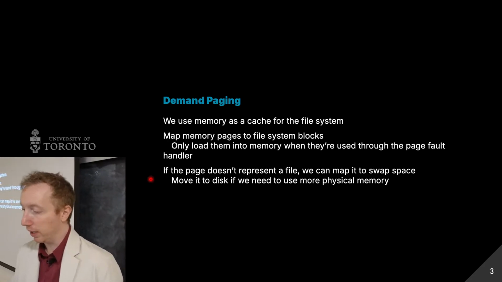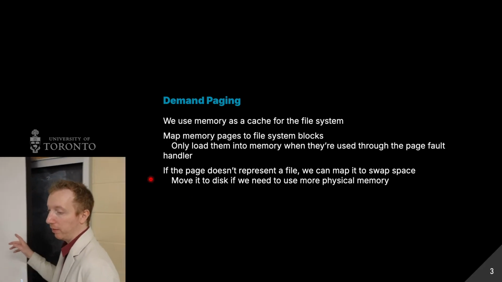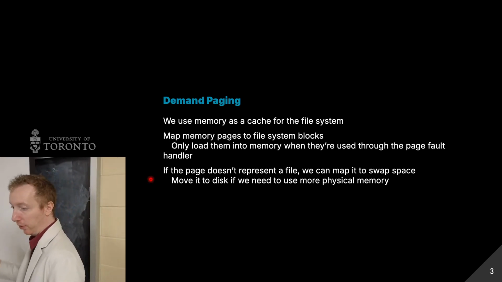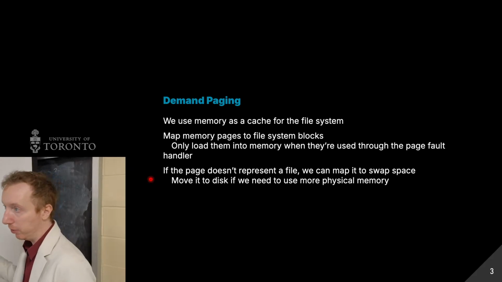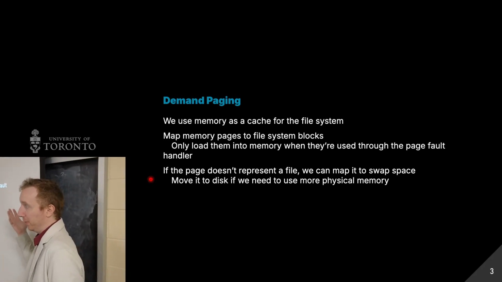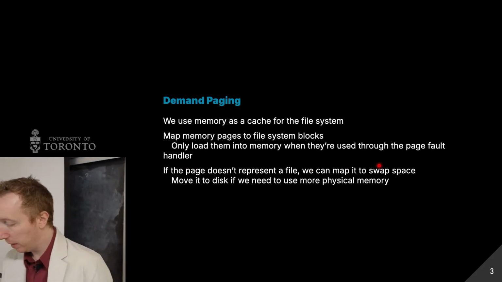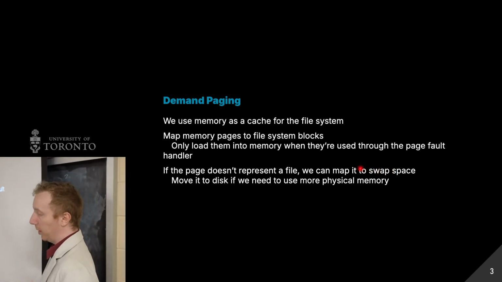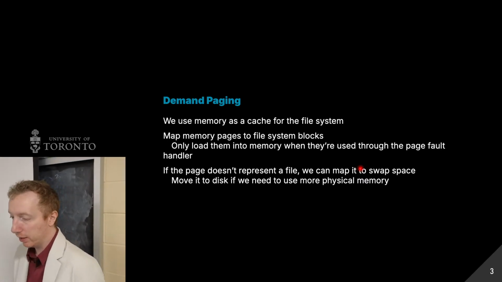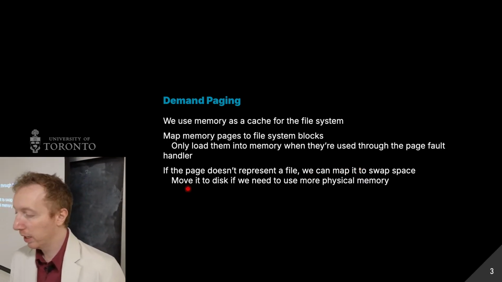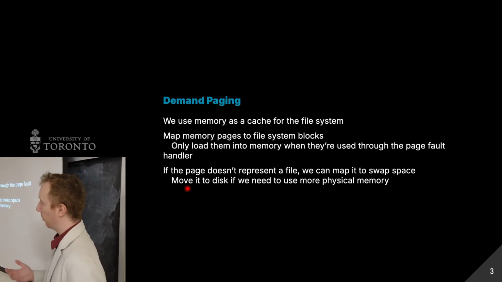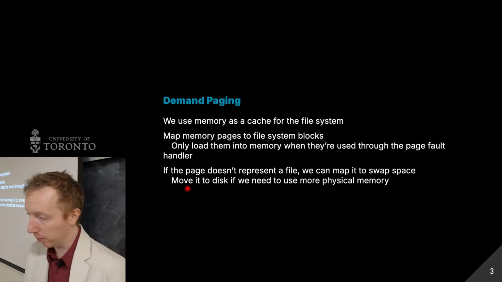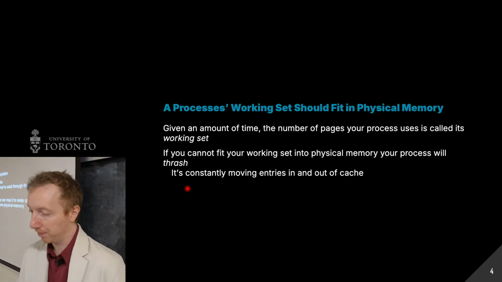If the page doesn't represent a file, what we can do is map it to swap space. So if we're just using random memory for our machine, we can map it to swap space. That would be like that big swap file if you're using Windows, or Mac has an equivalent, and Linux has an equivalent as well. And then just move it to disk if we need more physical memory for other programs on our machine, or if we don't have to load a file in or anything like that.